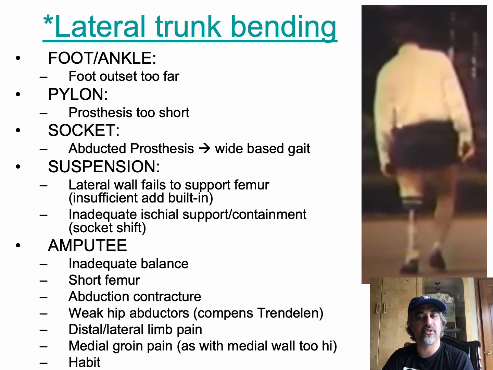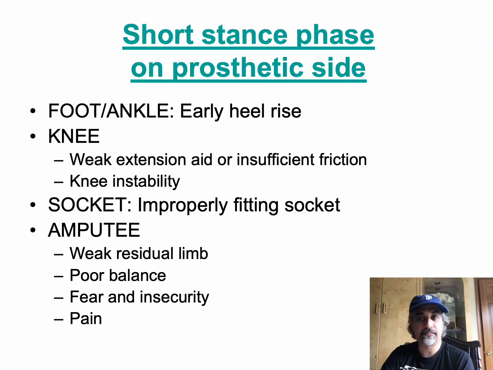And on the amputee side, it's probably more common that this is coming because of something like weak hip abductors or pain, especially medial groin pain. It's digging into their groin. And then some of them just have a habit of doing this. The second thing that can happen is just a short stance phase on the prosthetic side. And I think this is, again, generally either because the amputee needs training or there's just a poor fit of the socket on the amputee. Knee instability, of course, would also contribute to that.